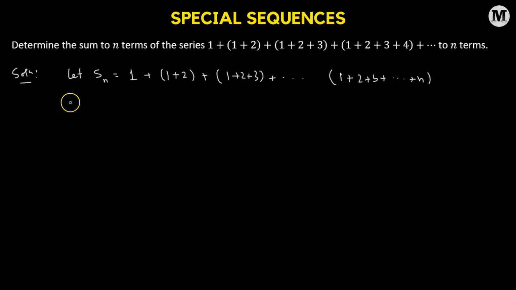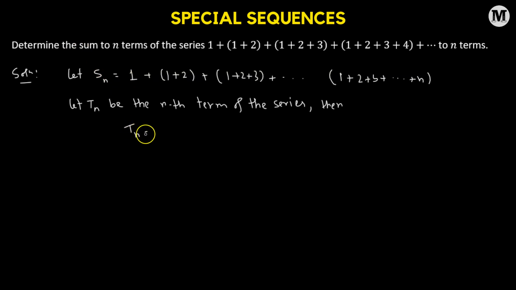So here, suppose let Tn be the nth term of Sn. Then our nth term Tn is given by 1 plus 2 plus 3 all the way up to n. Now what is this? This is the sum of the first n natural numbers, and this is given by n times n plus 1 over 2. Now that means the nth term of the series is given by n times n plus 1 over 2. We can further simplify this to get n squared over 2 added to n over 2.